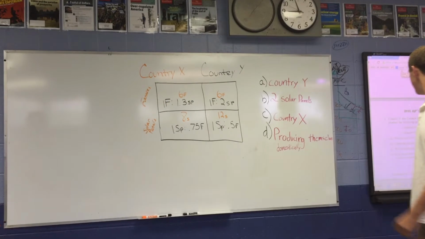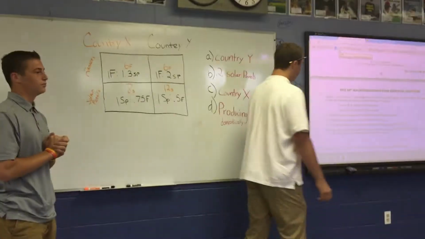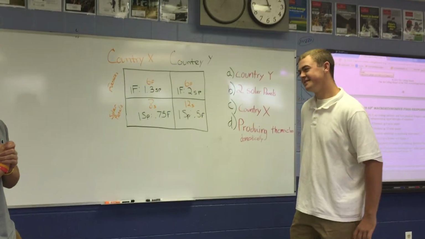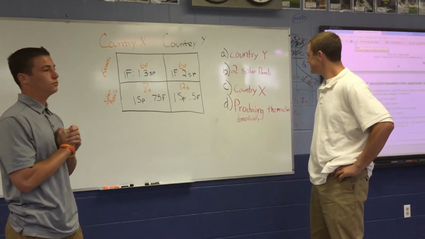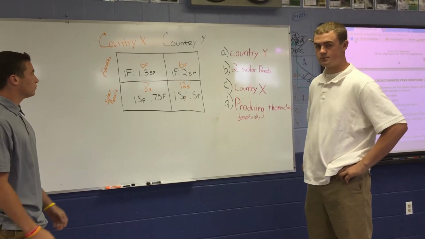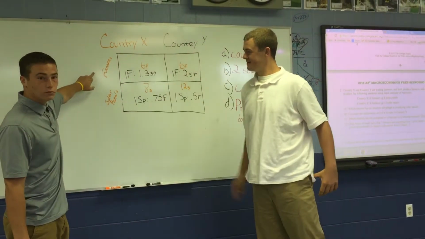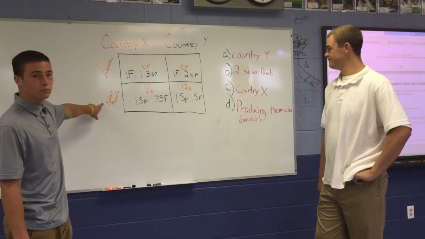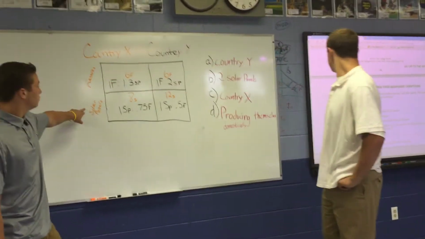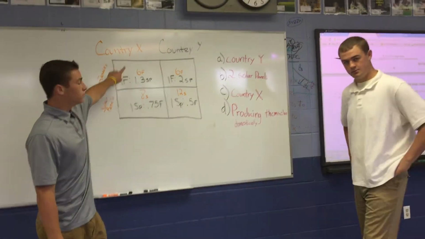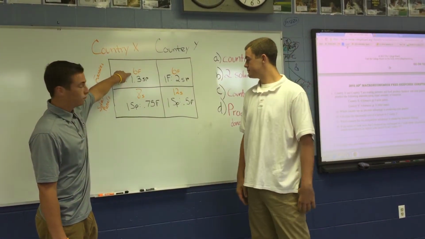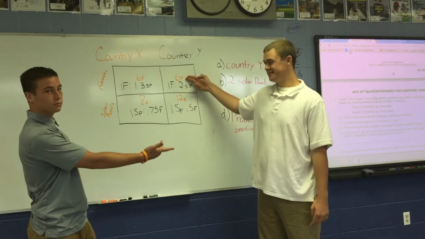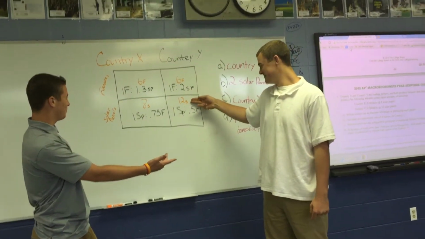We'll get this going. The first part of question number 2. Question number 2 says, country X and country Y are trading partners and both produce furnaces and solar panels. The countries can produce the following amounts using equal amounts of resources. Country X, 6 furnaces or 8 solar panels. Or country Y, 6 furnaces or 12 solar panels.